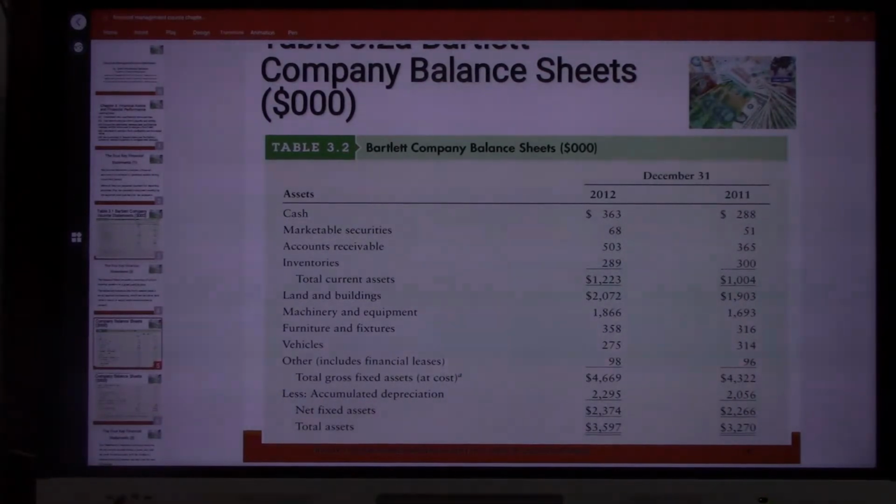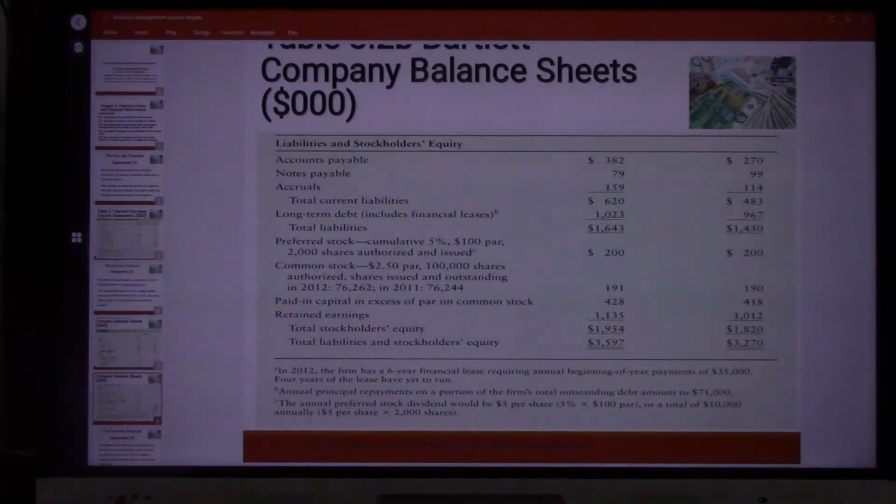On the other hand, on the right-hand side of this balance sheet, we have a section related to liabilities and stockholders' equity. Liabilities and stockholders' equity is the sum of total liabilities, where total liabilities is the sum of total current liabilities and long-term debt.